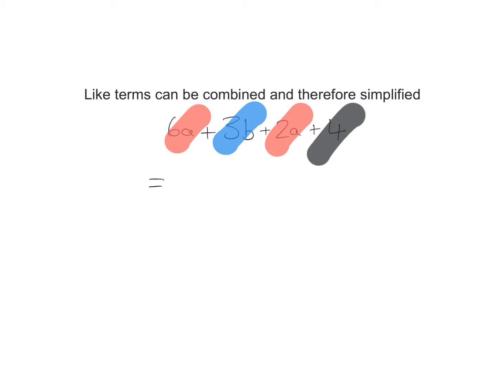We could go 6A added to 2A gives me 8A, added to 3B, there's no other B's, so 3B stays where it is, added to the 4. So what we've done is we have collected our like terms, in this case the 6A and the 2A, to give us 8A, 3B by itself, and obviously the 4 by itself too.